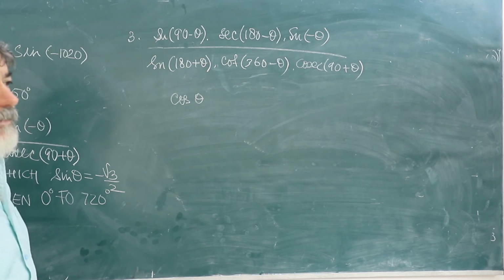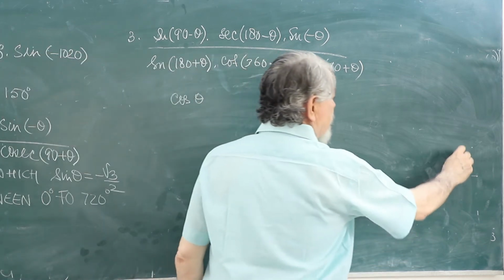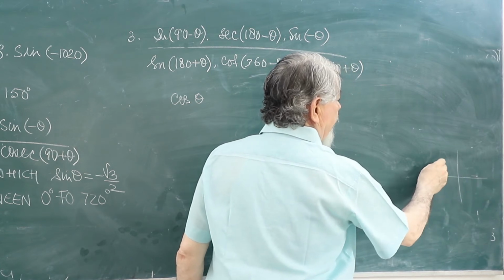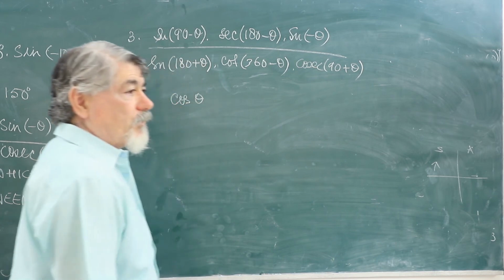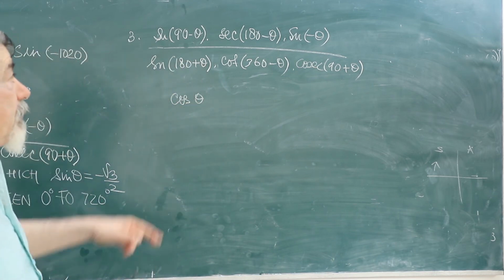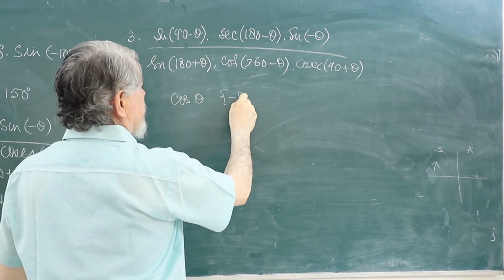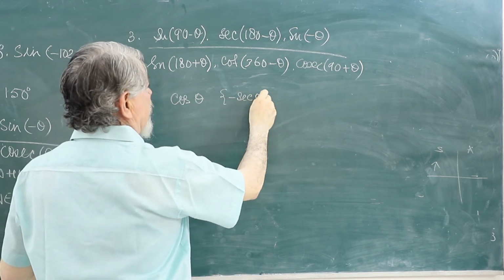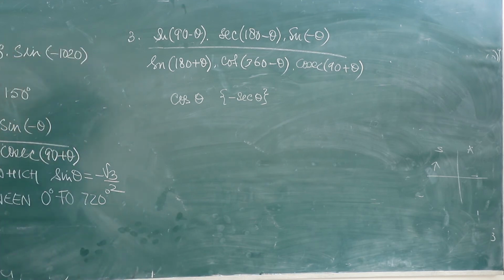Sec 180 minus theta will come into the second quadrant. And here what is there? Add sugar. So sine and cos are positive, the rest are negative. So it will become minus sec theta.